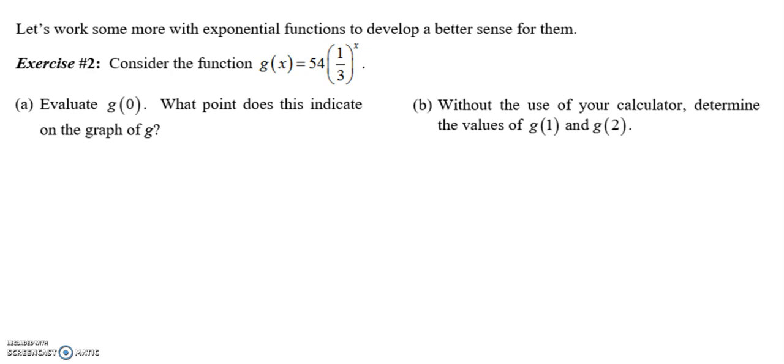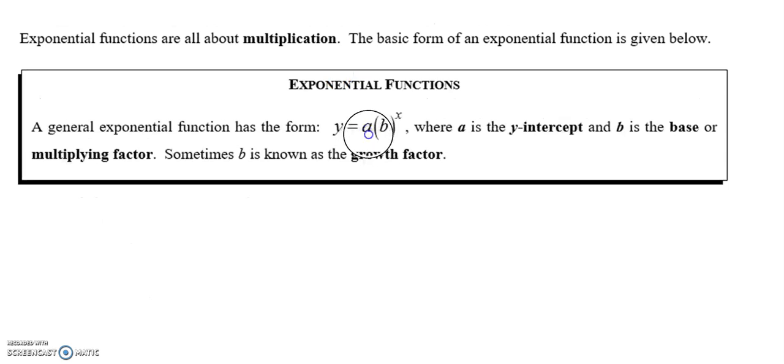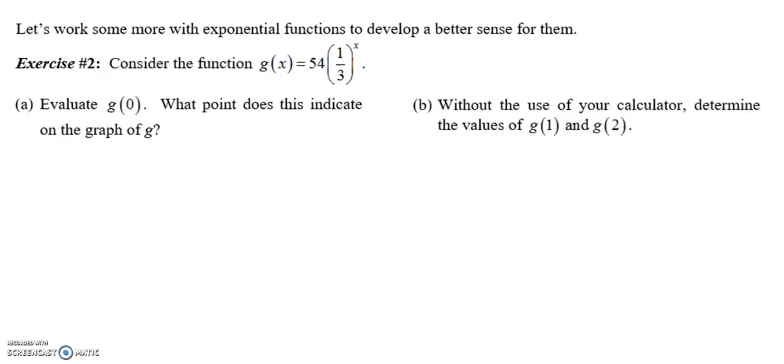All right, how did you do with part A? Did you end up with something like this? So again, if we're going to find g of 0, we're inputting 0 into the x. You know anything with a 0 power is 1, and 54 times 1. We could write this as a point, because that's your input value or x value, and that's your y value. So this must be the y-intercept. And notice it's in the place of the a from this formula. We said that a is your y-intercept.